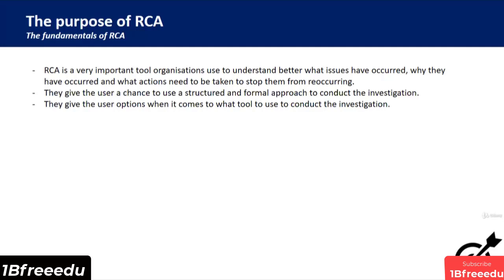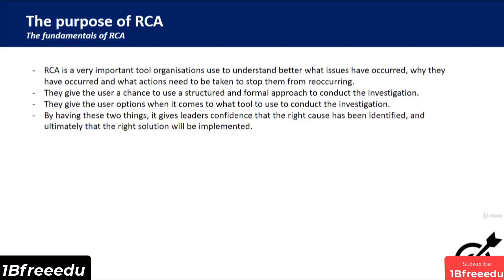So as we'll explore throughout this course, there are many different tools and approaches and ideas that you can use when it comes to root cause analysis. There's not a one size fits all for everyone. And that's the strength of root cause analysis. There are many different ways in which you can do a root cause analysis. You will tailor that to what you need and what your particular problem or issue actually is.